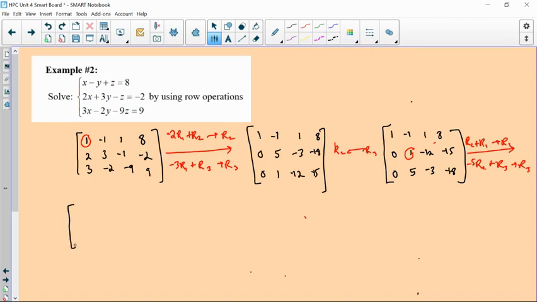So row 1: 0 plus 1 will still be 1. 1 plus -1 is 0. -12 plus 1 is -11. -15 plus 8 is -7. Row 2 did not change, so it's 0, 1, -12, -15.